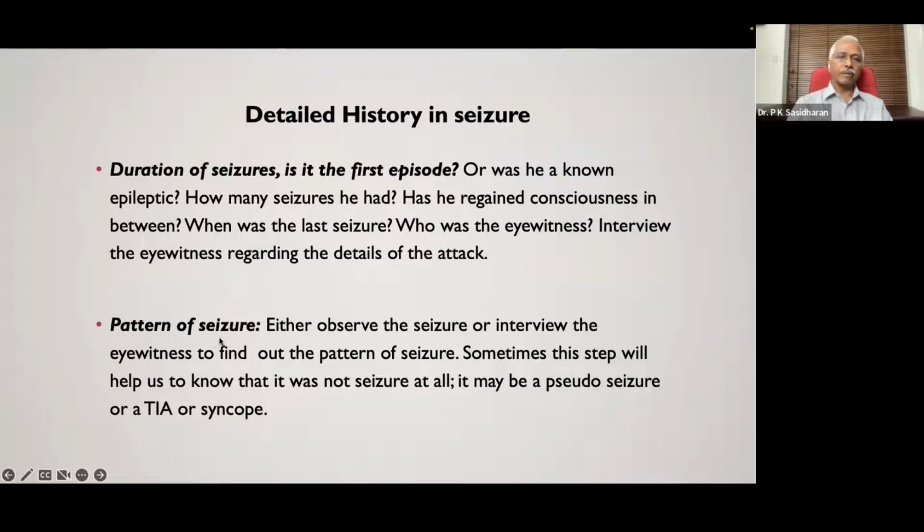And observe the pattern of seizure. Either observe the pattern directly or by interviewing the eyewitness to find out the pattern. You will not get the pattern from the patient. Patient can never give the pattern of the seizure. It has to be by observing when the patient is having seizure or interviewing the eyewitness. Sometimes this step will help us to know that it was not seizure at all. It may be a pseudo seizure, or sometimes it is TIA or syncope. So always take pains to interview the eyewitness. You can easily differentiate rather than depending on EEG to diagnose a seizure.